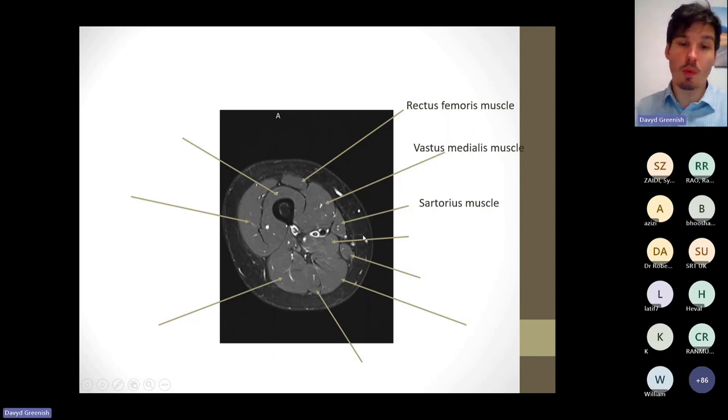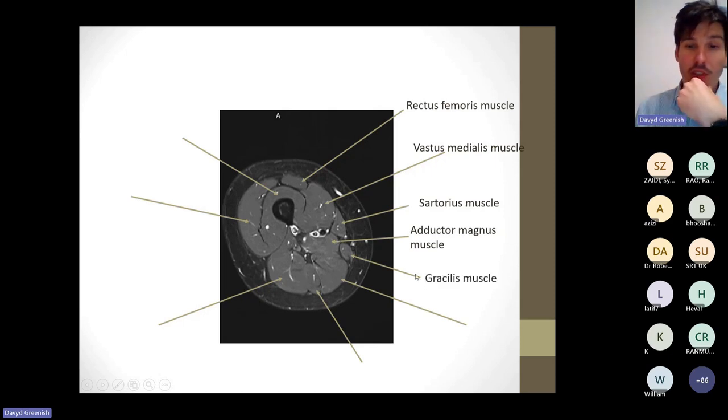We've also got some more of the hamstring tendons coming down. So we've got the adductor magnus, which is the biggest muscle. It's the only adductor which reaches this far down into the thigh. And then we've got the gracilis, which is the other smaller muscle behind the sartorius. And then we've got our 3 hamstring muscles.